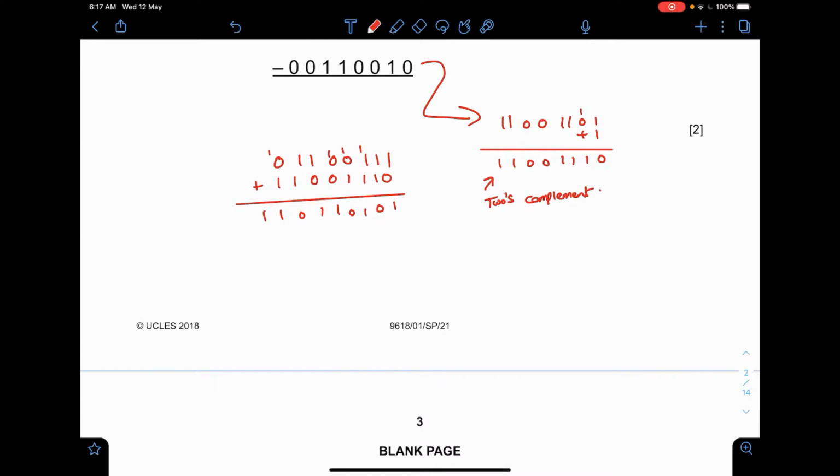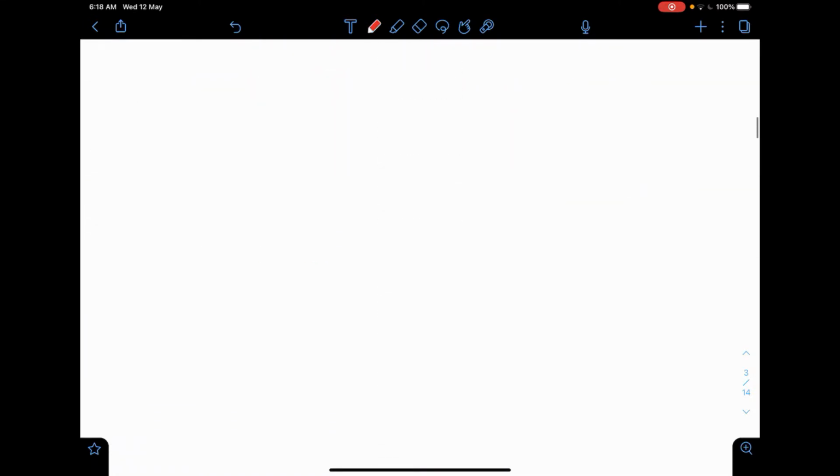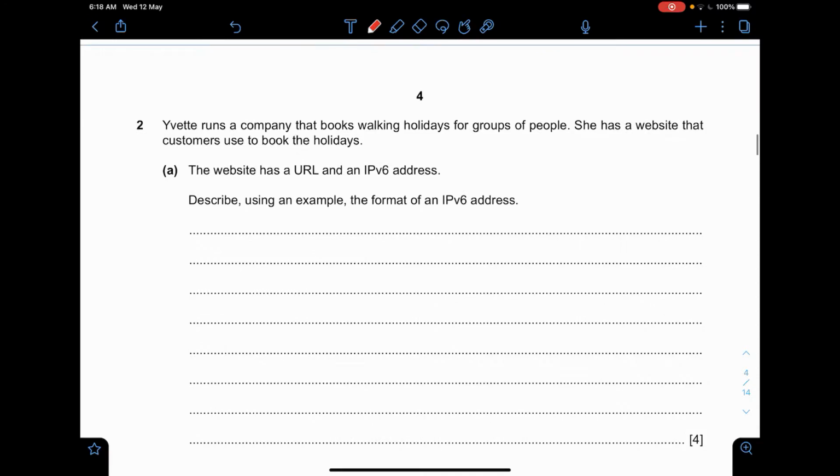In this case also, this is an overflow of some sort, right? So your answer becomes, oh sorry, this will become a 0 here, sorry, 1 plus 1 is a 0 and then 1 is carried forward, right? So this is your final answer for this, right? This is your binary subtraction by using the 2's complement method, right? So we're now going to move on to question number 2.